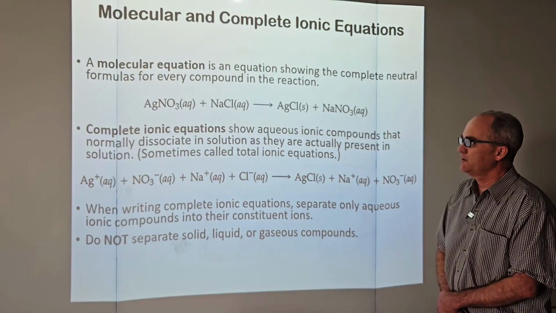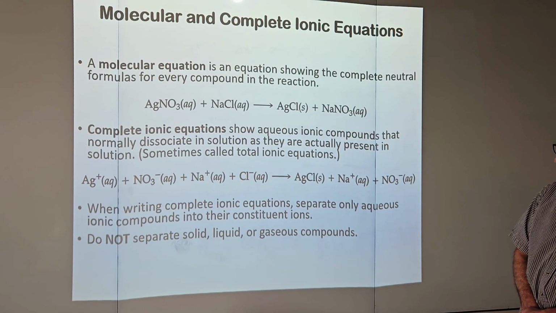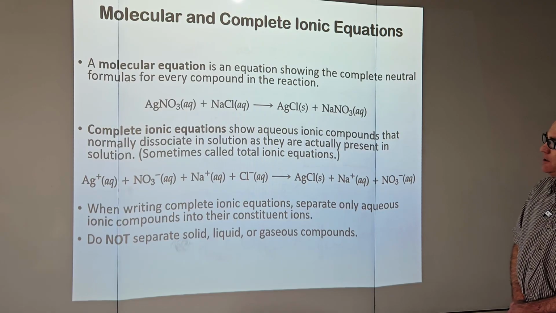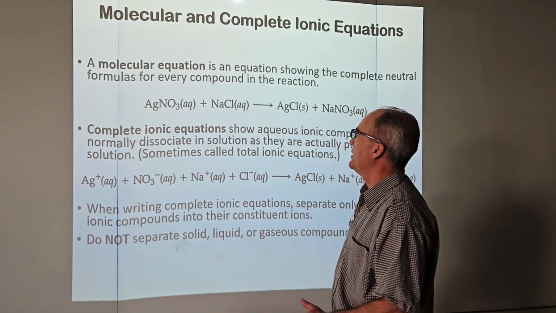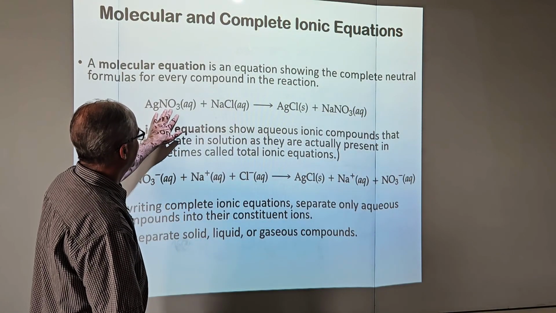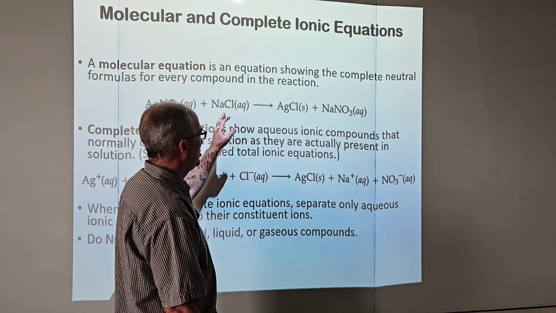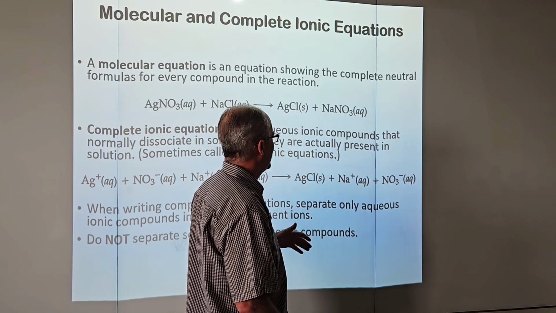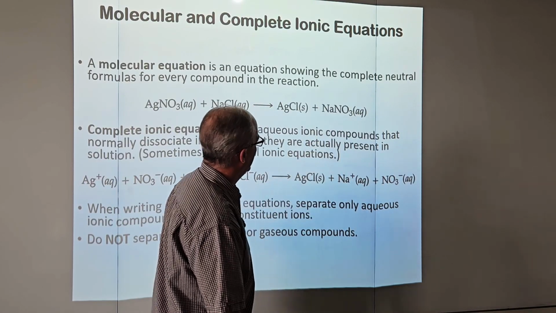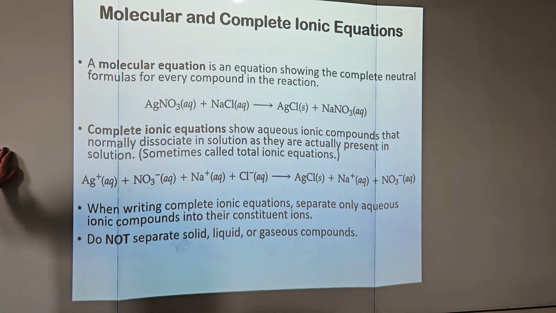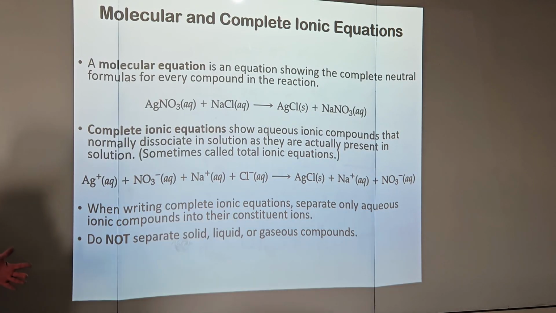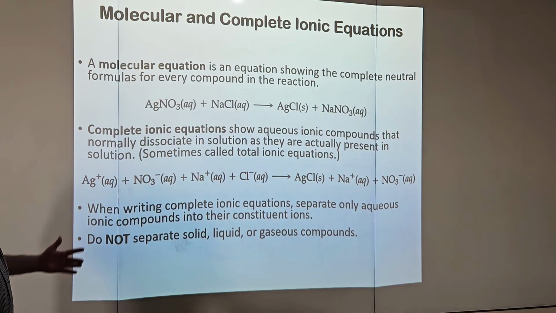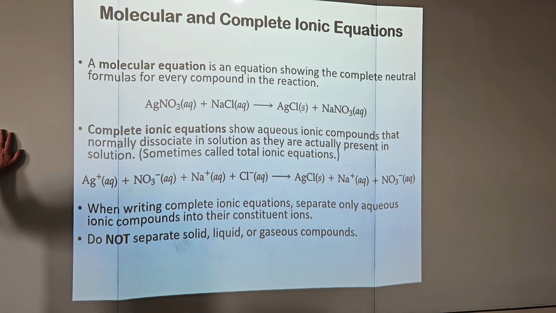All right, so here we're on to something new. A molecular equation is an equation showing the complete neutral formulas of every compound in the reaction. So here's aqueous silver nitrate, aqueous sodium chloride. You mix them together, you get a white precipitate, and here's sodium nitrate. That is the molecular equation. And then, unfortunately, in the Alex homework, you have to write a complete ionic equation. You just saw me write one.